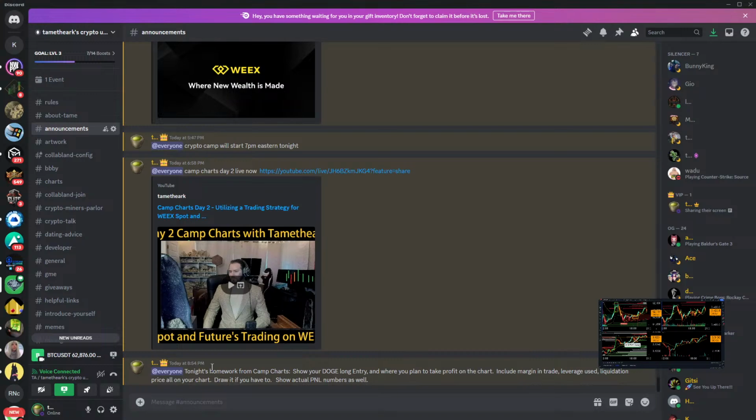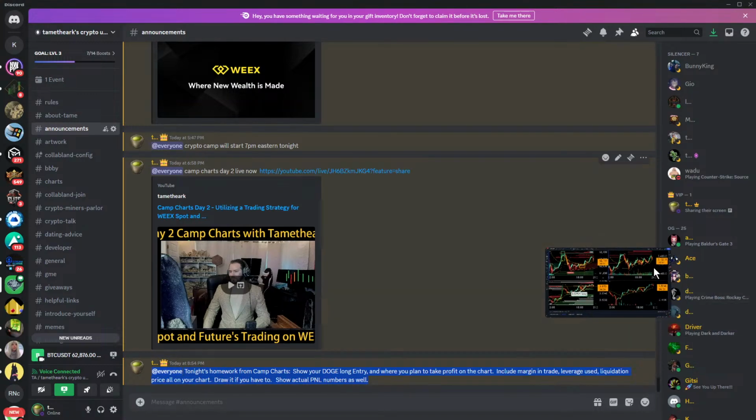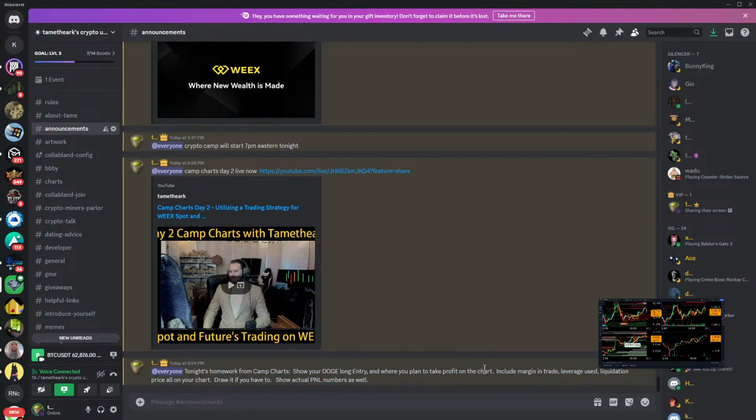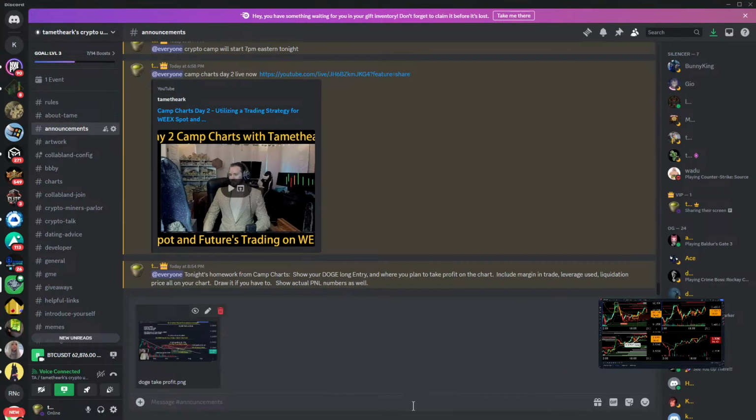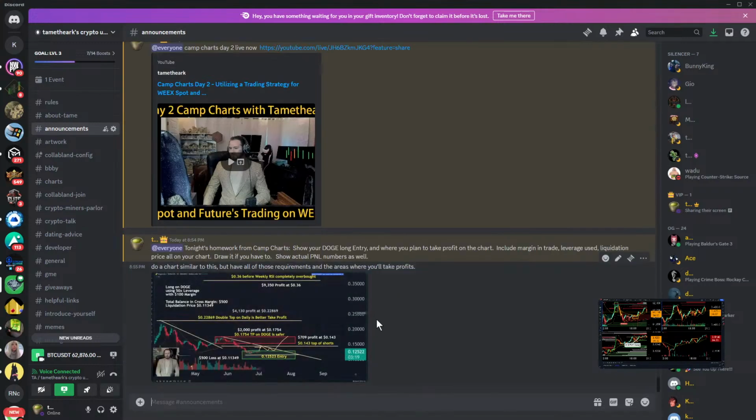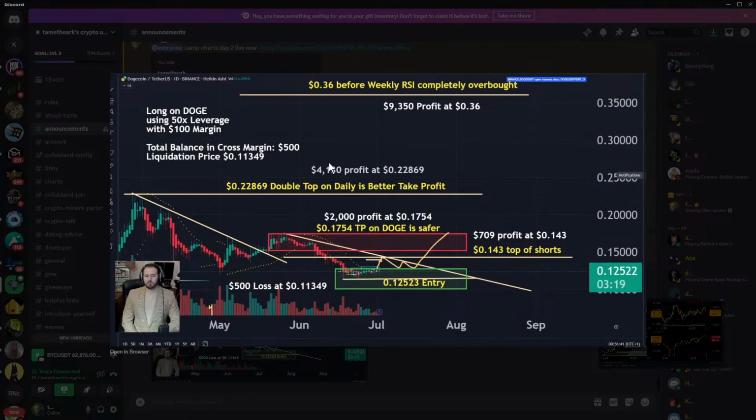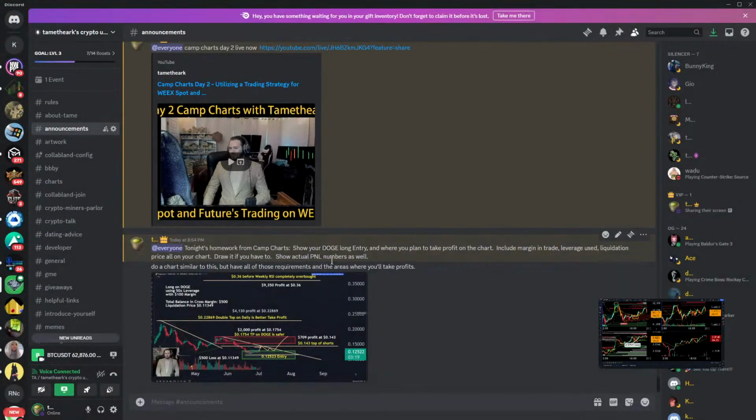Your homework tonight, just for the camp chart, show your Doge long entry and where you plan to take profit on the chart. Include margin and trade, leverage, liquidation. And then I'll put a chart, for example, do a chart similar to this, but have all of those requirements and the areas where you'll take profits. So it's going to be like a chart like this. You'll build a chart like this as well by yourself and put it in my Discord in the charts channel.